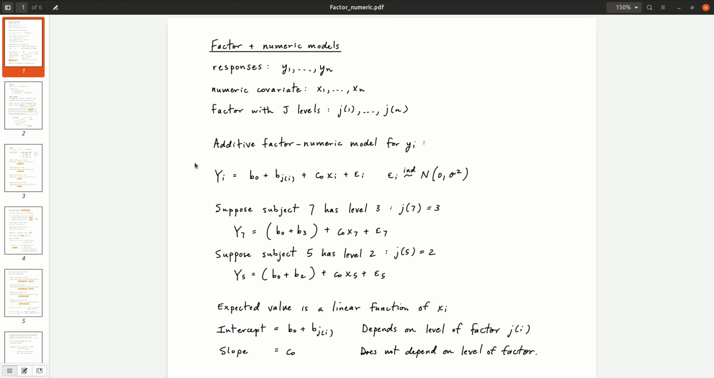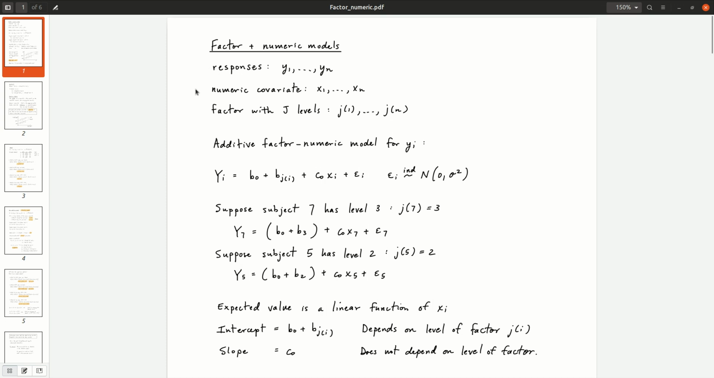Hello, in this lecture we'll be talking about models that contain both a factor covariate and a numeric covariate together. So our notation for the responses is going to be the same. We'll use lowercase y1 up to lowercase yn. Remember that this is just data, so this is something that's stored in the computer.